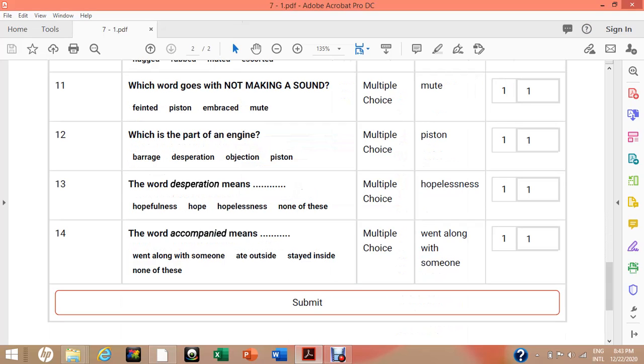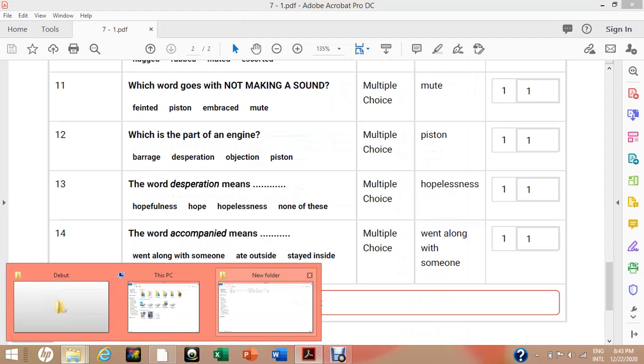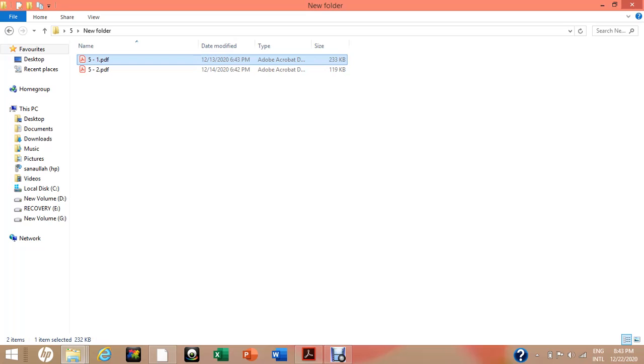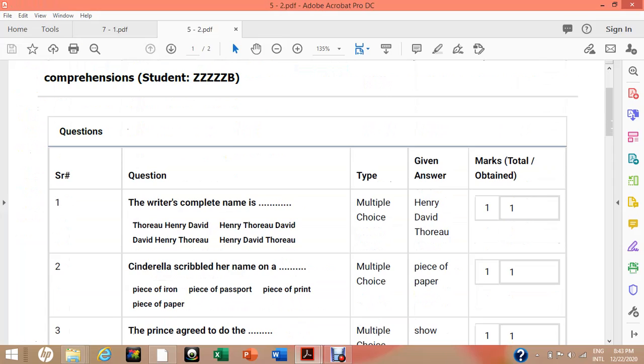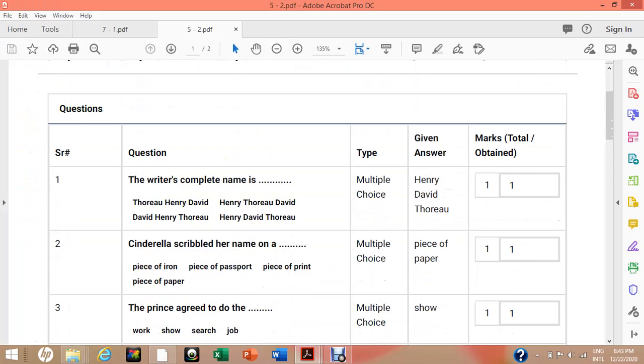Following the revision of words meanings, we are going to study the important questions and answers. In other words, we are going to do comprehensions, which I have selected from 4 lessons. The writer's complete name is Henry David Thoreau. You know, there is a lesson in our English reading or writing book, A Life in the Woods. The author has a complete name, Henry David Thoreau.